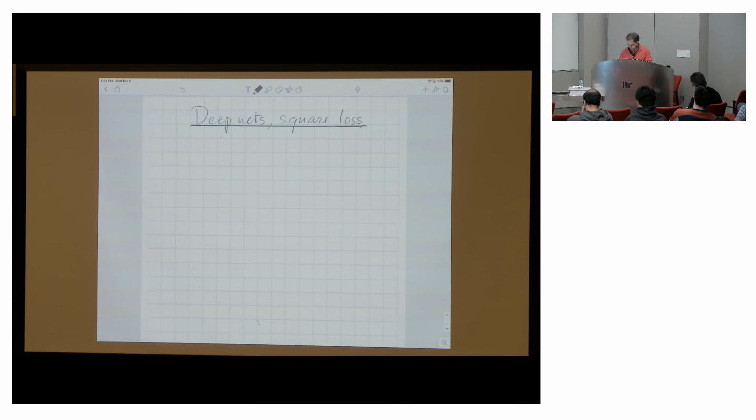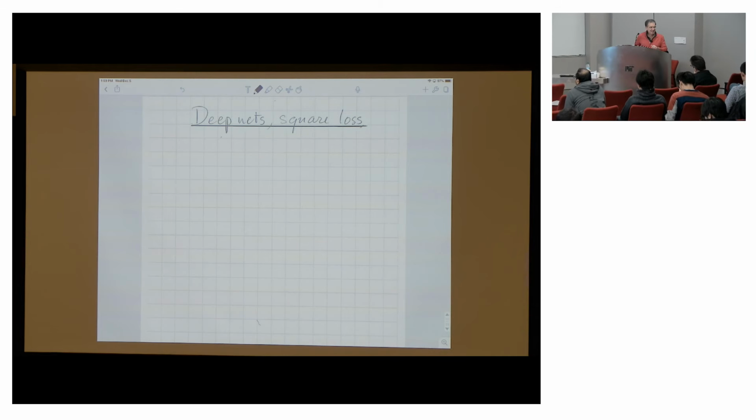Oops. I wonder whether I can charge it with my phone, the pen.